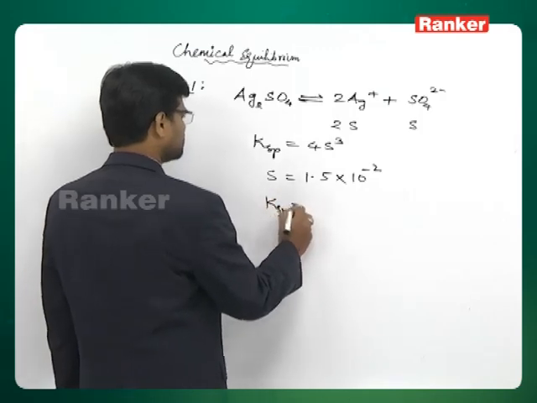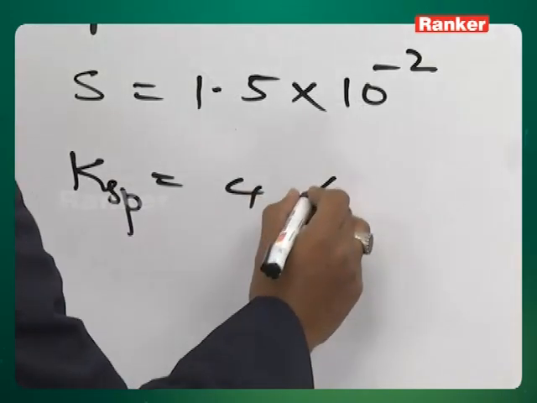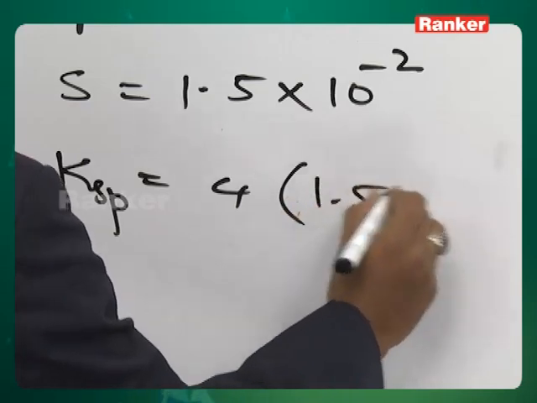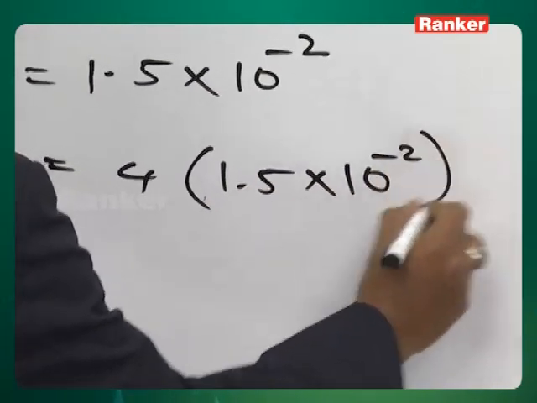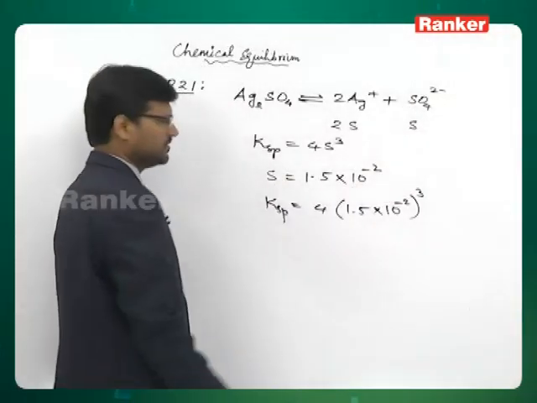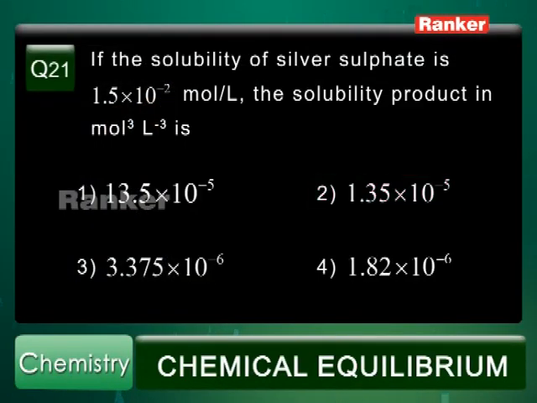So Ksp equals 4 into (1.5 into 10 raised to minus 2) whole cube. So using this, you can find out Ksp. It comes to the second option, 1.35 into 10 raised to minus 5.